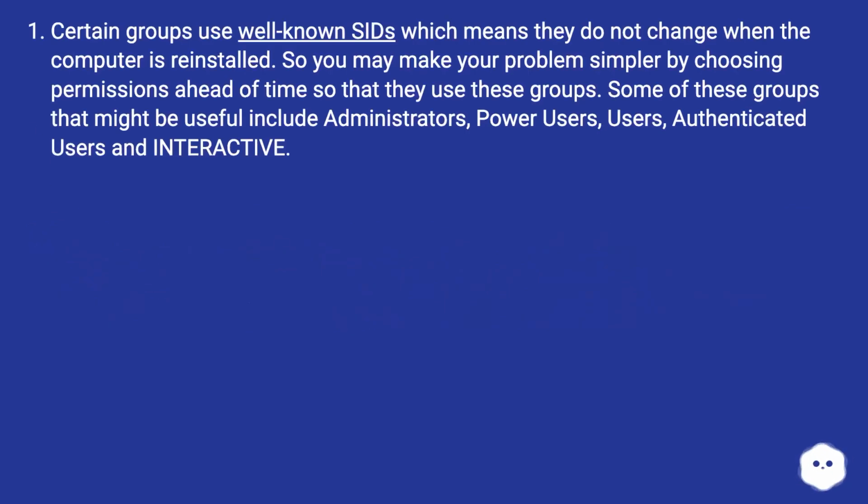Certain groups use well-known SIDs, which means they do not change when the computer is reinstalled. So you may make your problem simpler by choosing permissions ahead of time so that they use these groups. Some of these groups that might be useful include Administrators, Power Users, Authenticated Users, and Interactive.